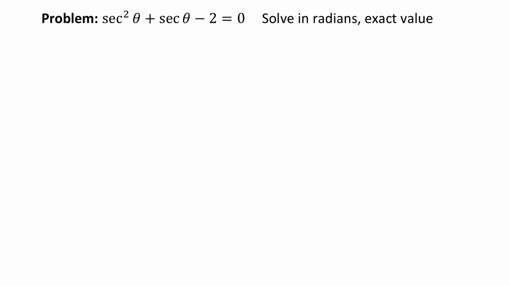All right, let's try another one. We have secant squared theta plus secant theta minus 2 equals 0. So go ahead and pause the video and give it a try.